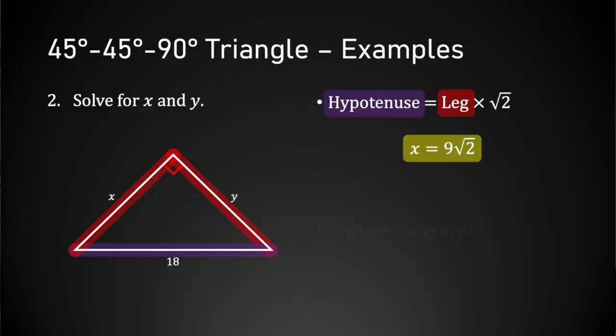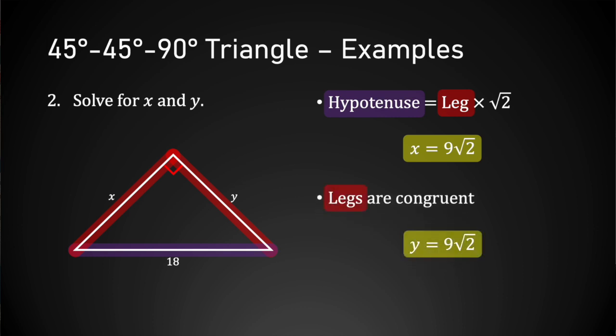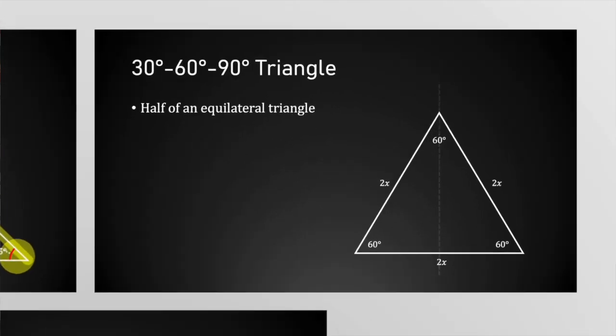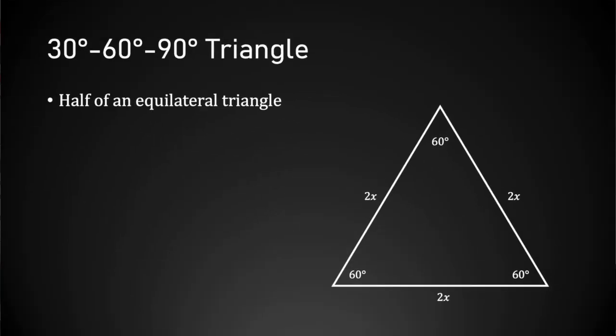I won't waste any of this video explaining how to simplify radicals, but if I get enough requests in the comments, I'll make a separate video walking through that. For now, just know that on an exam, you'll be allowed to use your calculator to reduce it. Back to the problem. Since the legs are congruent, y is equal to x, so y also equals 9 square root of 2.